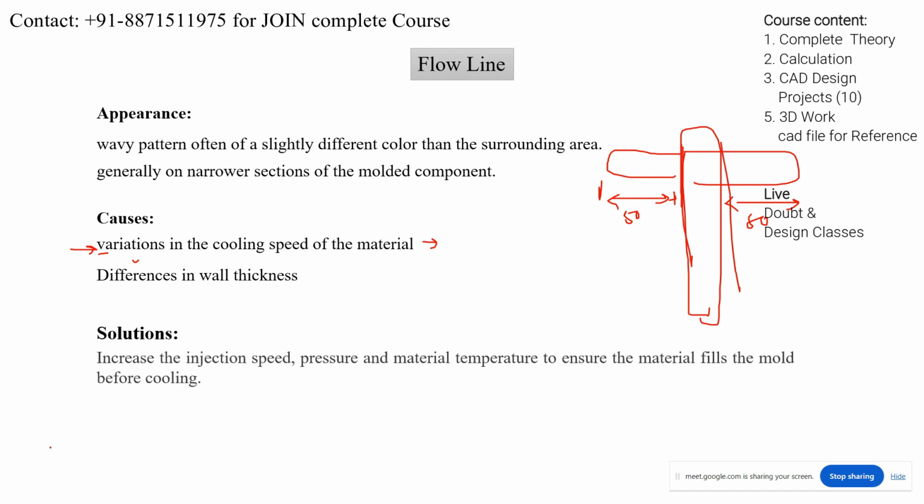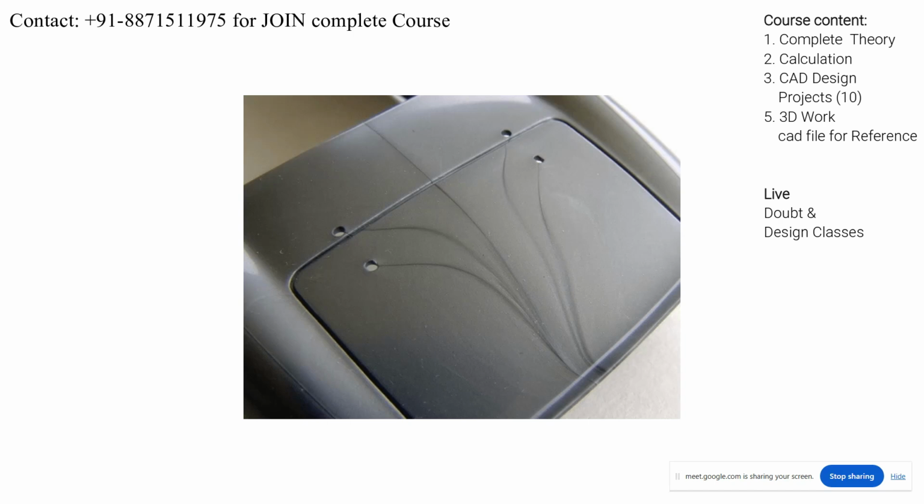See, so what is the solution for that? If we want to avoid or remove the wavy pattern, basically we have to increase the injection speed, or the injection pressure, or the material temperature slightly, to ensure the material fills the mold before cooling. Before cooling. The wavy pattern looks like this. See here.